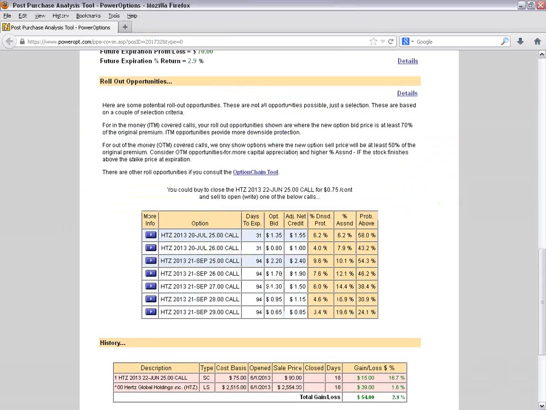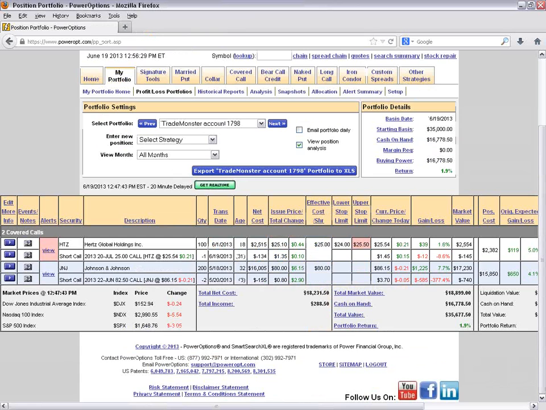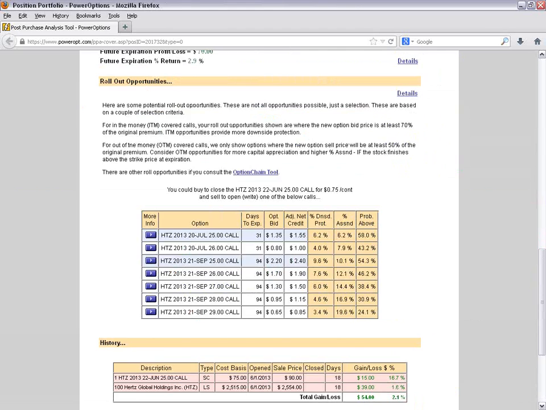Yeah, wrong portfolio. Sorry, folks. Why does it keep going? I'm sorry, folks.